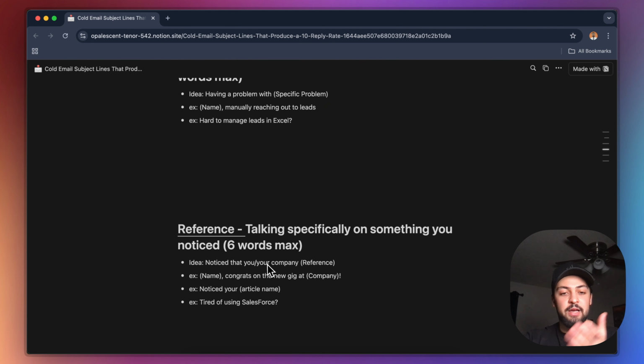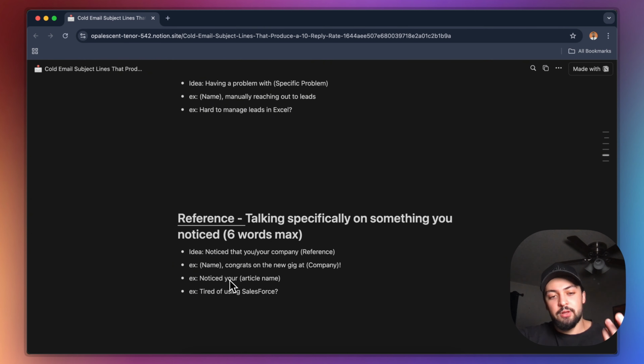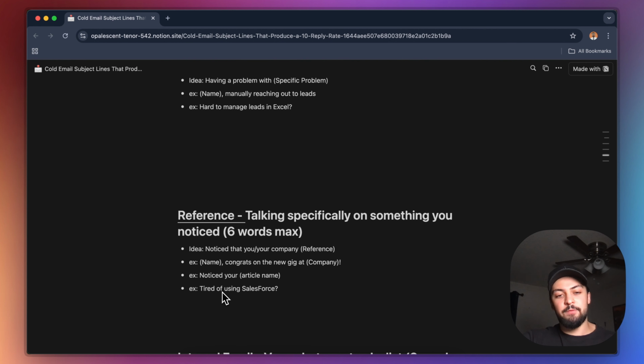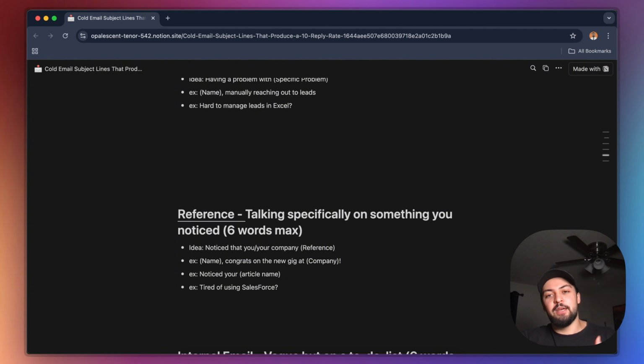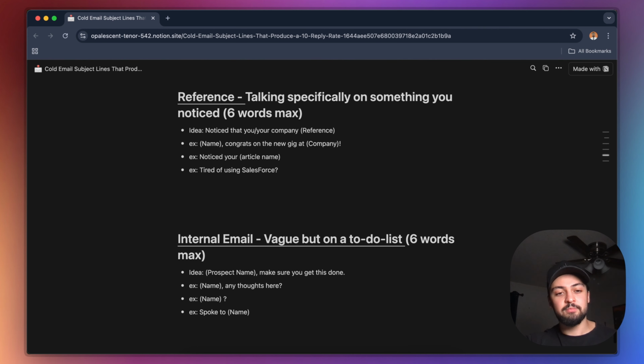So, for example, I saw you or your company in this, right? Or, hey, congrats on your new gig, right? If they join a company, their new hire, you want to congratulate them on their new gig. That oftentimes gets a lot of replies and opens. Notice your article. If they were featured in an article, that's really important. Another one is combining a reference along with their pain. For example, tired of using Salesforce. If they maybe have trouble using Salesforce, it's relevant because you're referencing their tech stack, but it's also appealing to the pain that they might be experiencing.